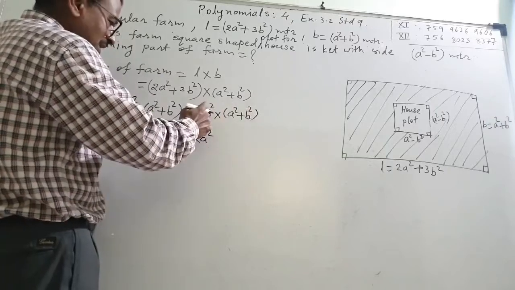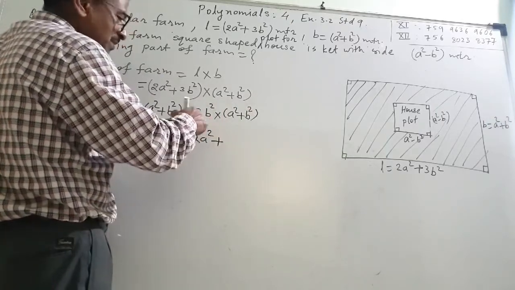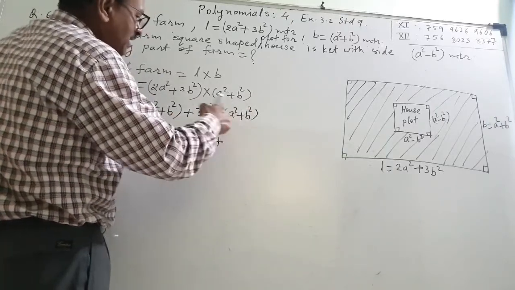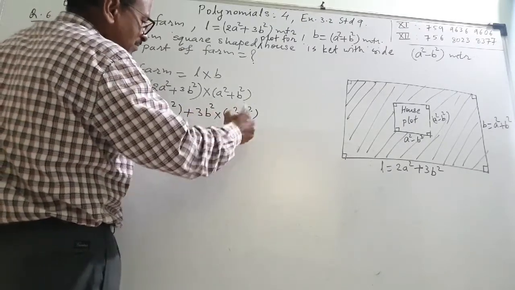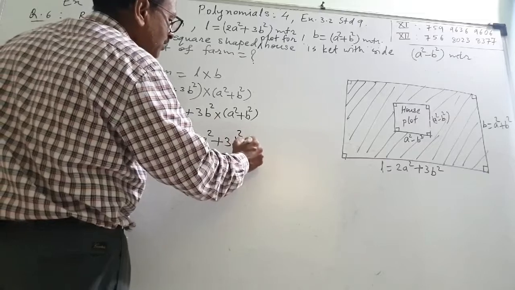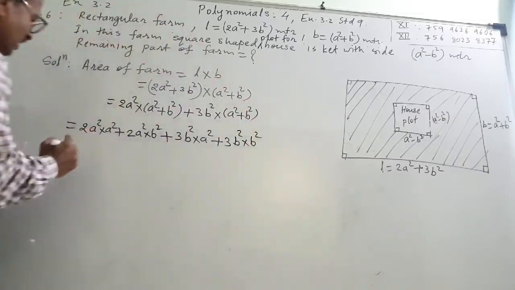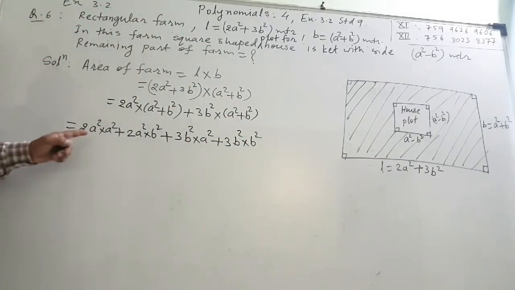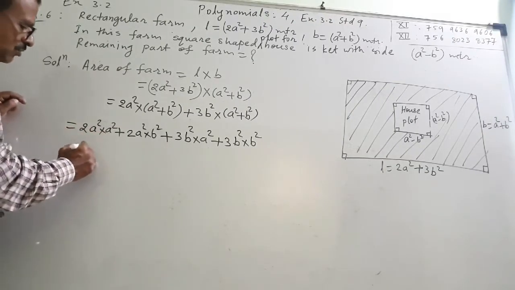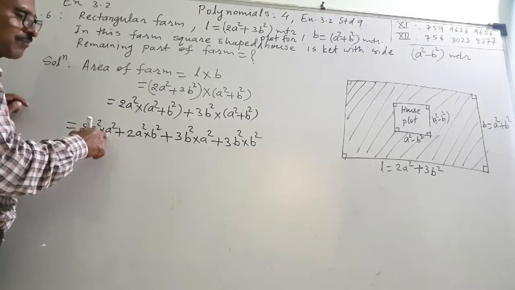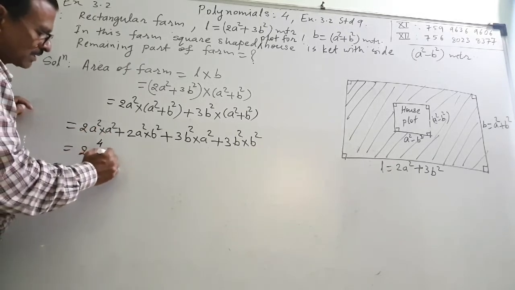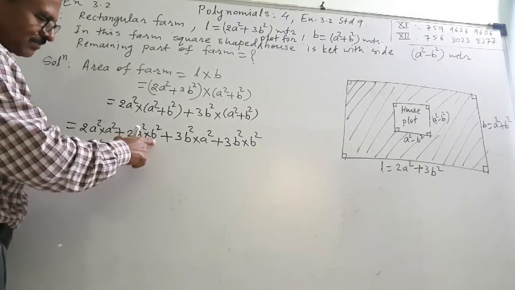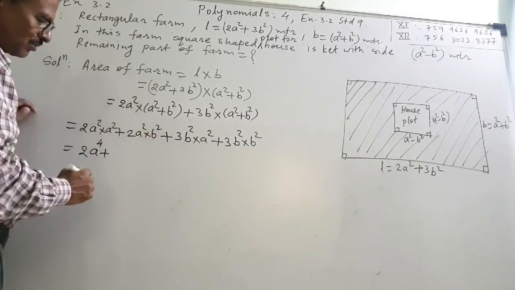Now this and this, plus. First of all the numbers: here the number is 1, here it is 3, 3 ones are 3. Now b square into b square. A square into a square means addition of the indices, because the base is the same. So 2a raised to 4, plus. These are not like terms, so I cannot do anything.